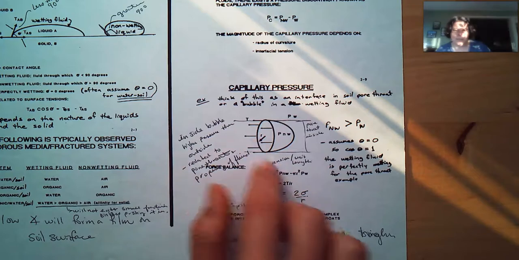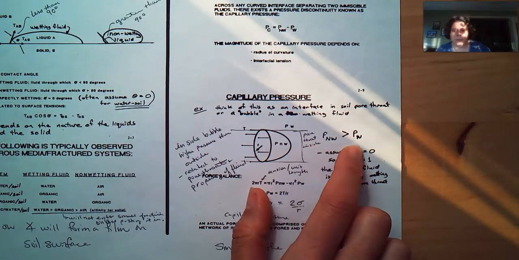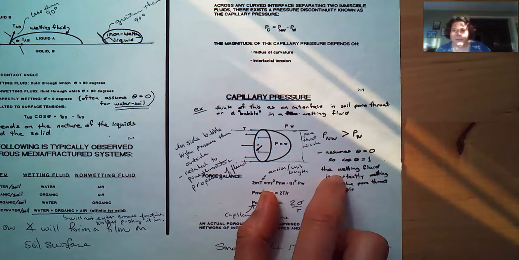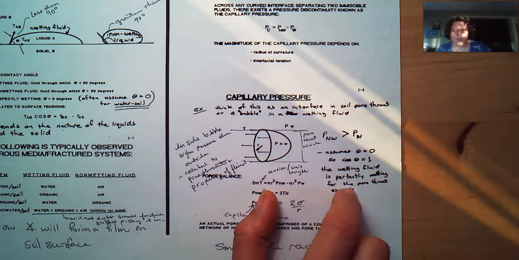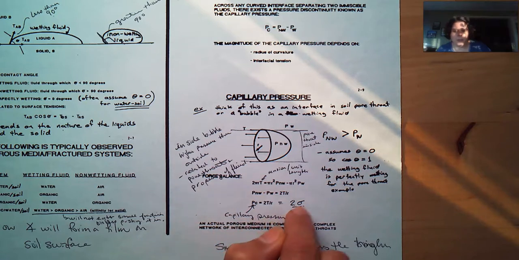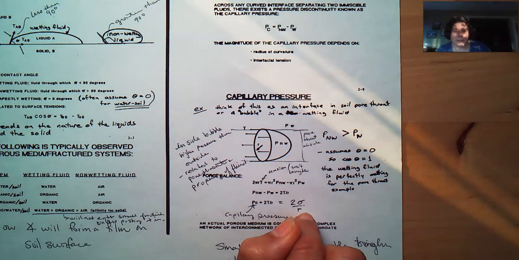So if there's a smaller radius inside of here, it's harder to push this compound through the system. So it's like inside of a bubble. We look at our non-wetting fluid being greater than our wetting fluid. So we assume water is 0 and that the wetting fluid is in perfect wetting for the pore throat for this example. So the capillary pressure really equals the sigma that we talked about before divided by the radius of the pore that's inside of there. And that sigma is that wetting fluid.